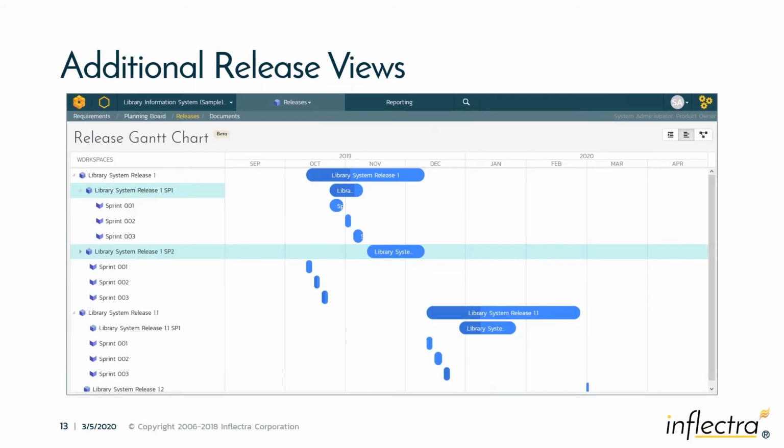We've also added at the product level, so this is available in both SpiraTeam and SpiraPlan, a Gantt chart view of releases. So we've had a board view, we've added a Gantt chart view, we've also added a mind map view, and I'll show you these live.